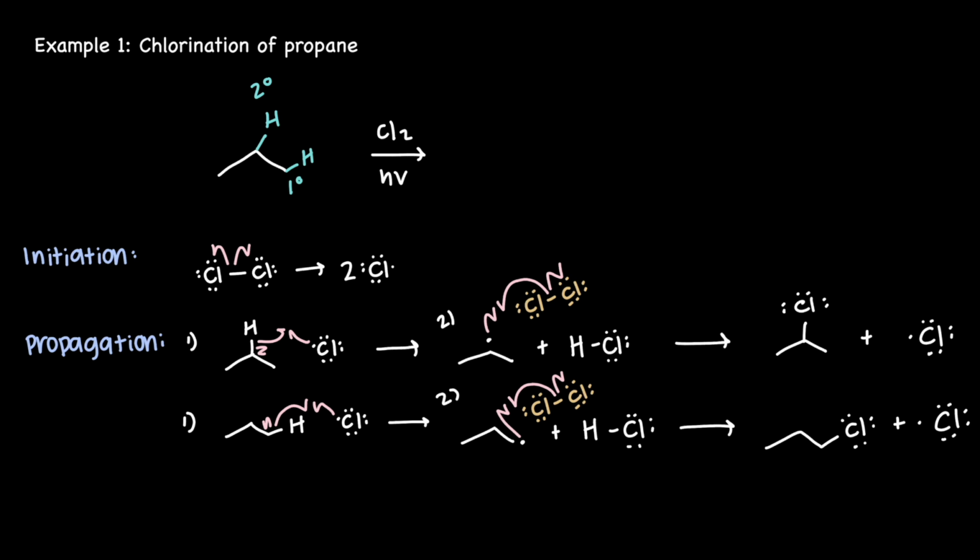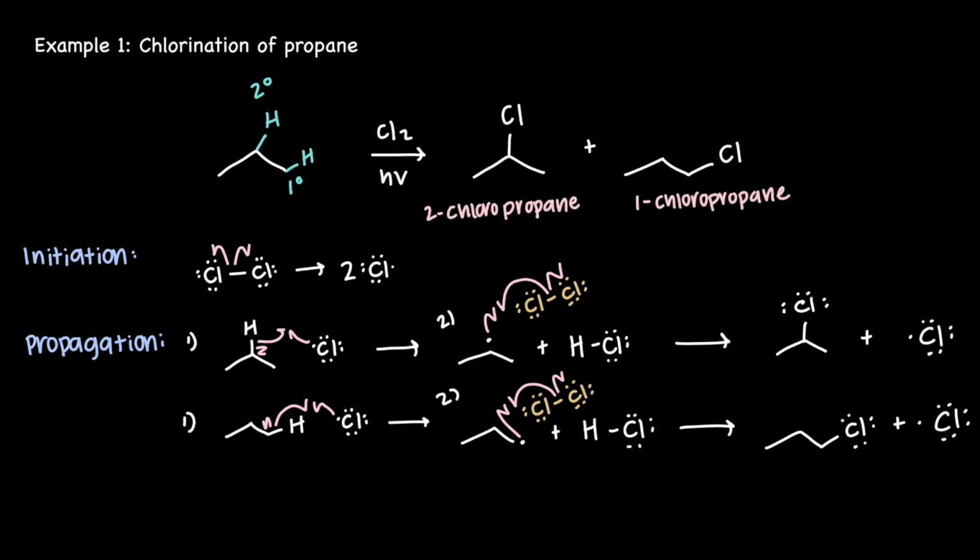Looking at the products, both 1-chloropropane and 2-chloropropane are formed. Because the secondary radical is slightly more stable than the primary radical, 2-chloropropane is usually the major product. No chiral centers are formed in this reaction. Finally, in the termination step, two chlorine radicals combine to form a chlorine-chlorine bond, removing radicals from the reaction mixture.